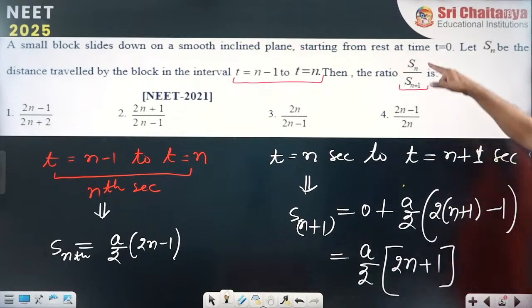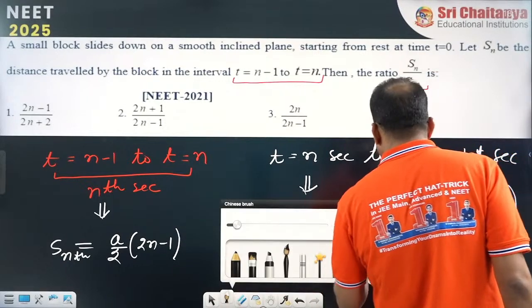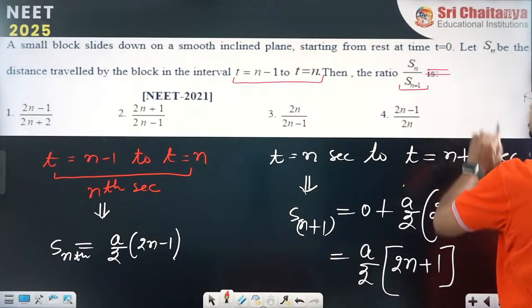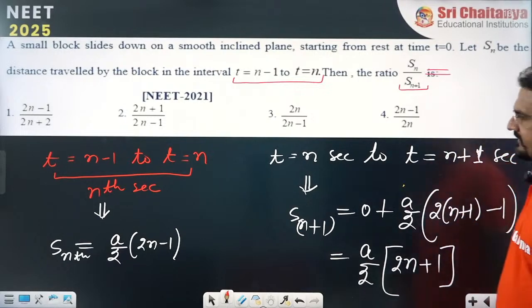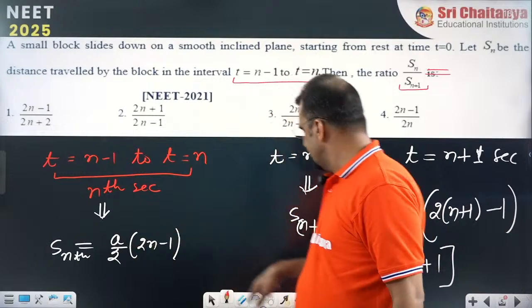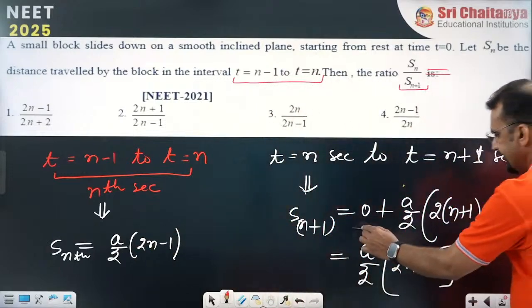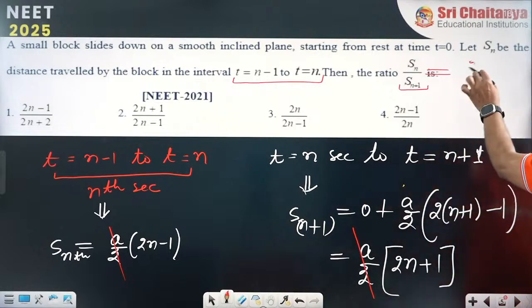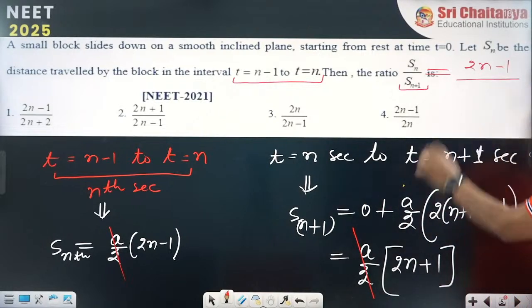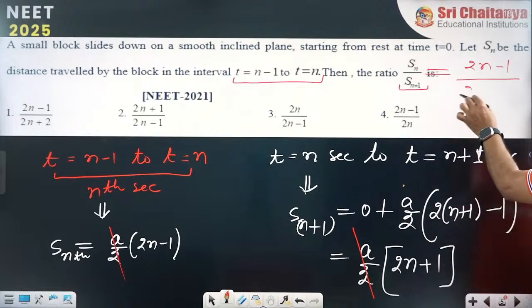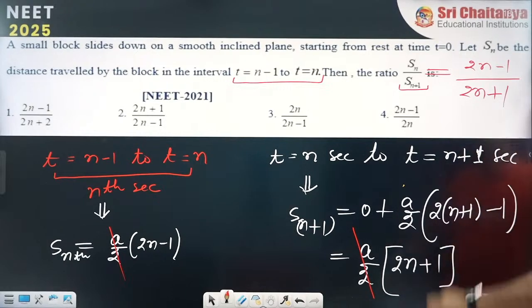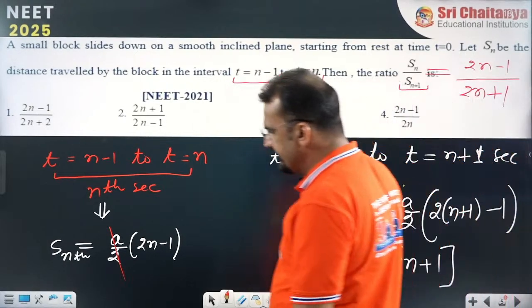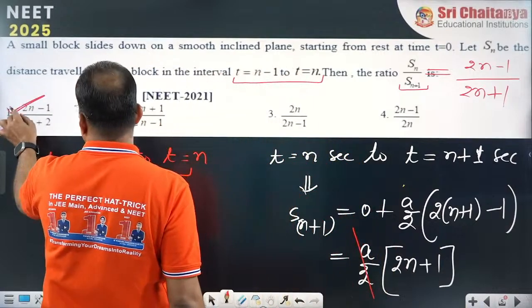What is it asking? The ratio of this one. Put these values in this ratio, Sn divided by Sn plus 1. What is Sn? This one. What is Sn plus 1? This one. Can I cancel a by 2 with a by 2? Okay. Then on the upper side we will get 2n minus 1, and on the downward side we will get 2n plus 1. Is there any option? 2n minus 1 divided by 2n plus 1. The first option is the right option.